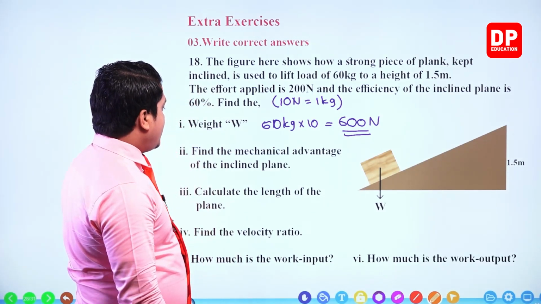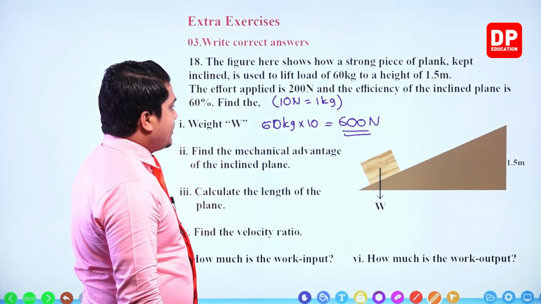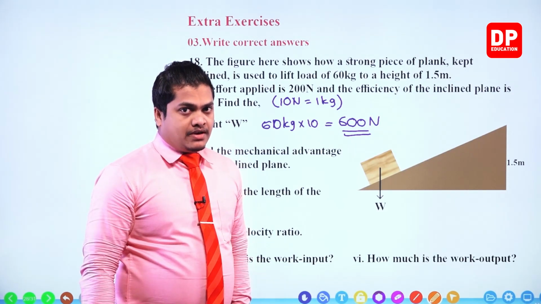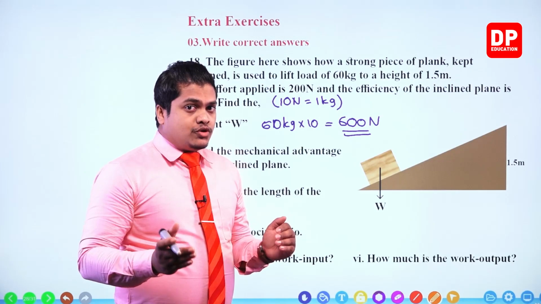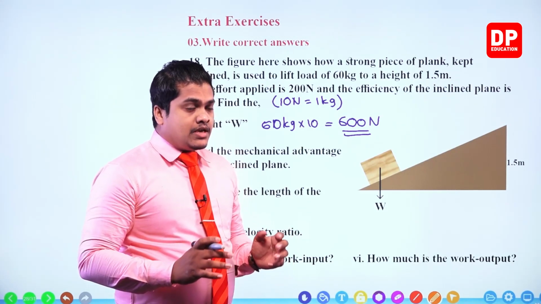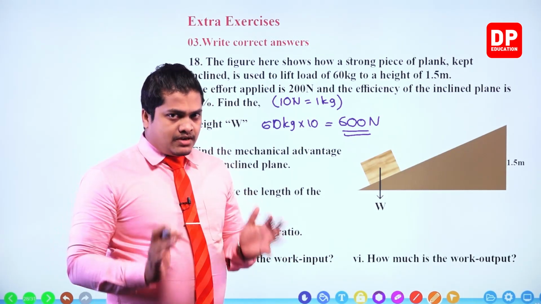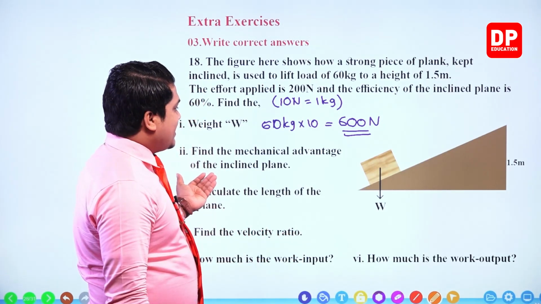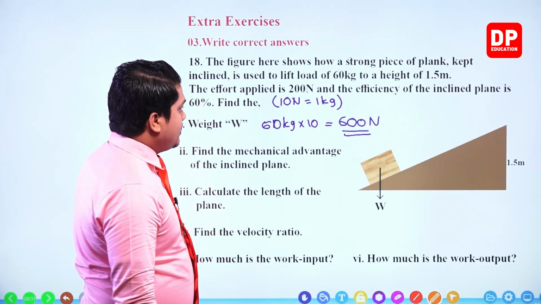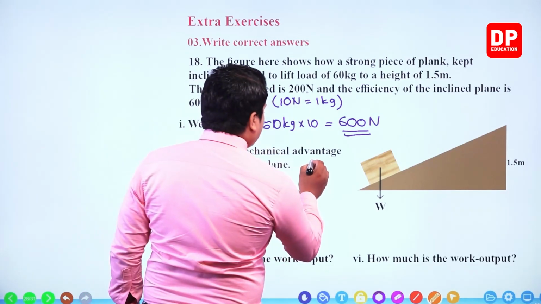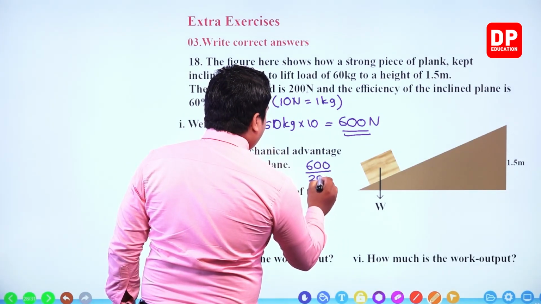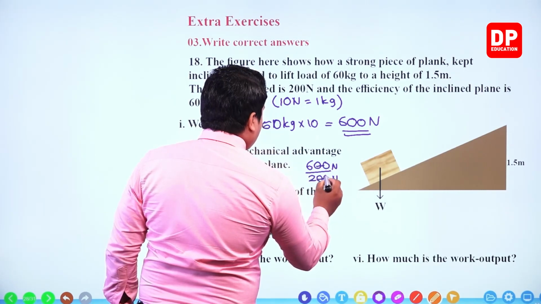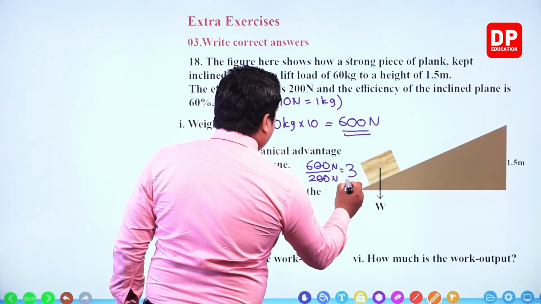Find the mechanical advantage of the inclined plane. Now I'm not going to write down the formula, my dear children, because you already know the formula. I have written it several times. So the mechanical advantage, very simple, take the load 600 divided by the effort 200. So our answer is 3.